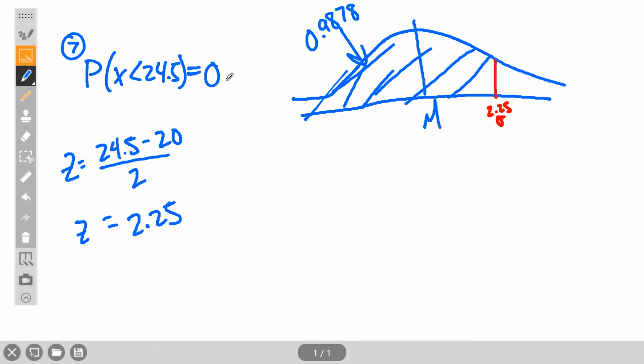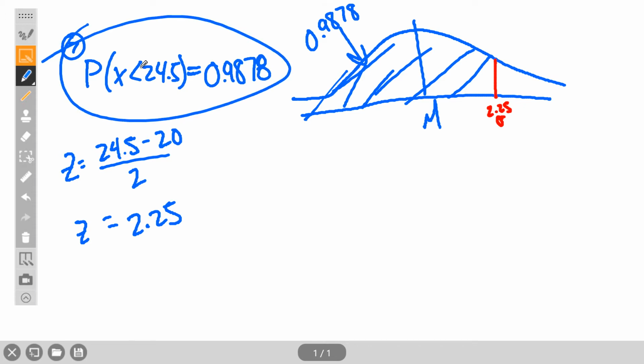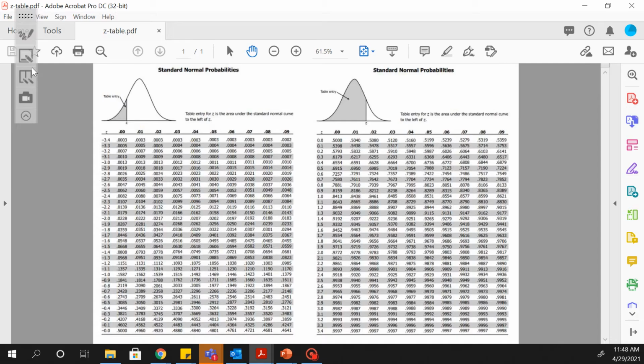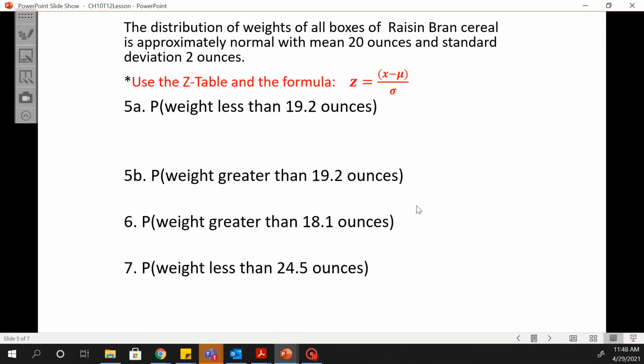So the probability of a particular box having less than 24.5 ounces in it is 0.9878. Okay, like a 98.78% chance that a box has less than 24.5 ounces in it. Pretty good chance, okay, a very high probability of that happening.